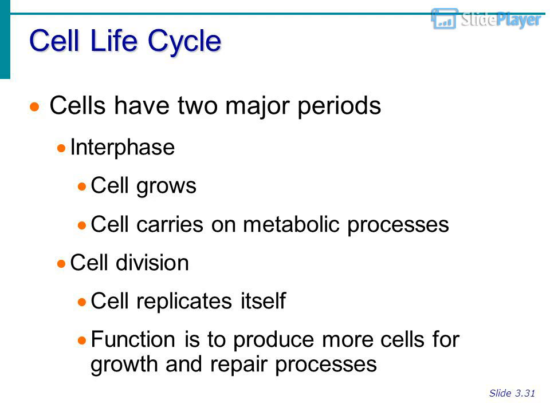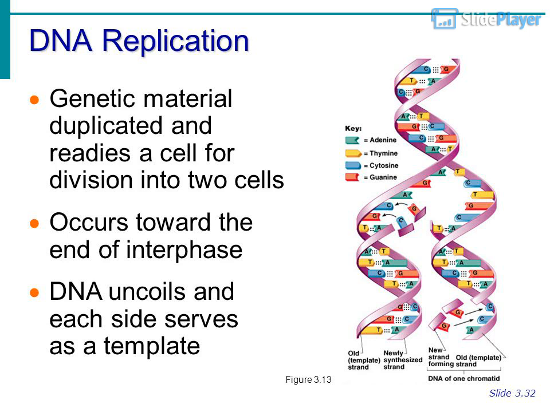Cell life cycle. Cells have two major periods. Interphase. Cell grows. Cell carries on metabolic processes. Cell division. Cell replicates itself. Function is to produce more cells for growth and repair processes. Slide 3.31. DNA replication. Genetic material is duplicated and readies a cell for division into two cells. Occurs toward the end of interphase. DNA uncoils and each side serves as a template.